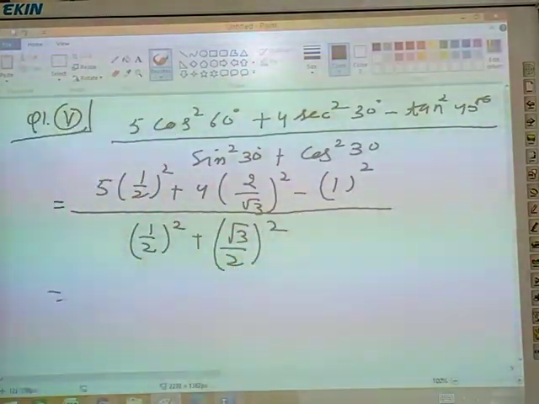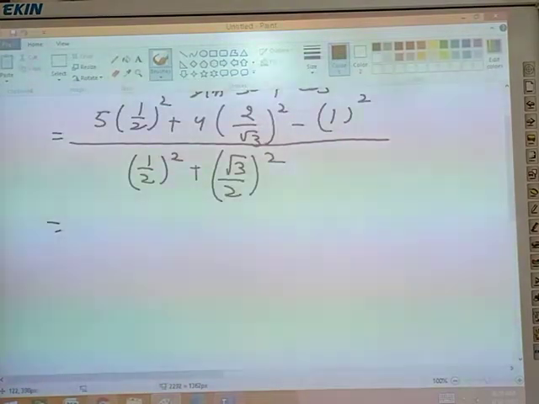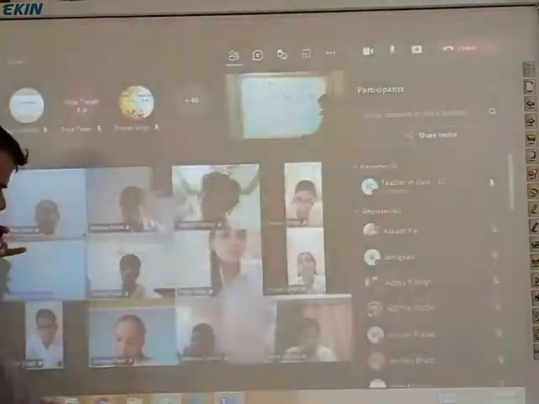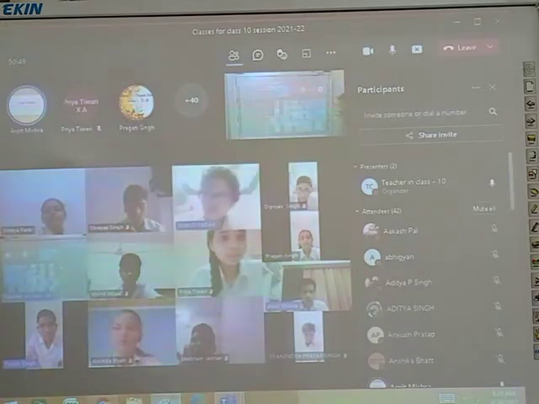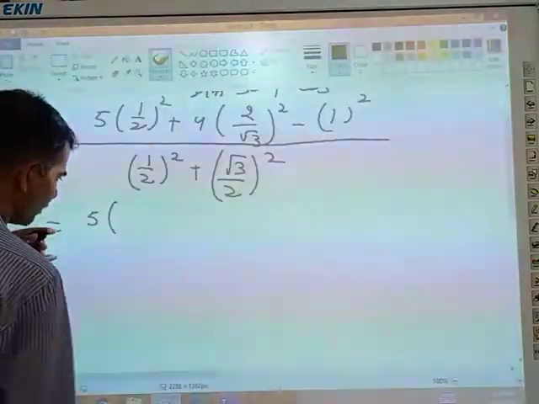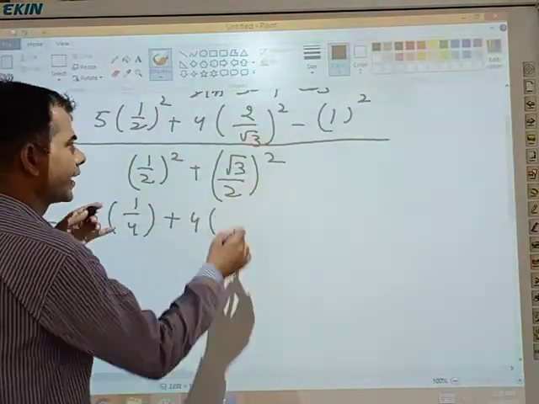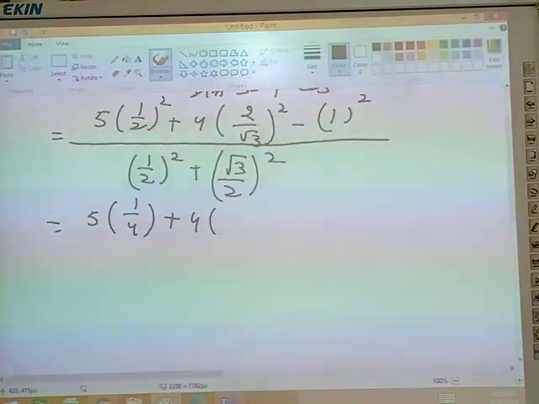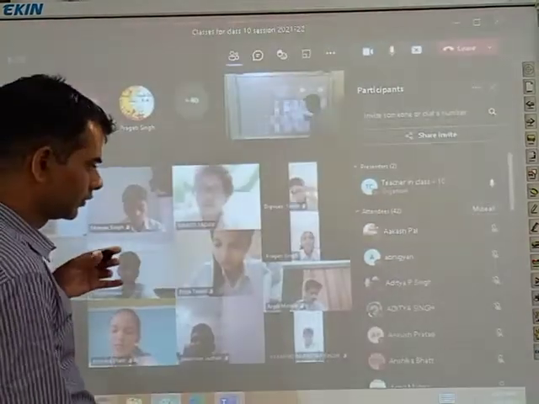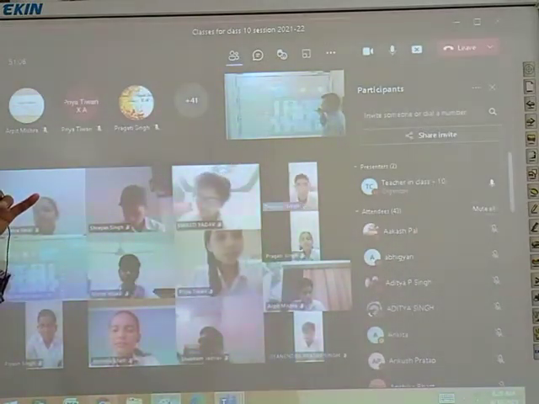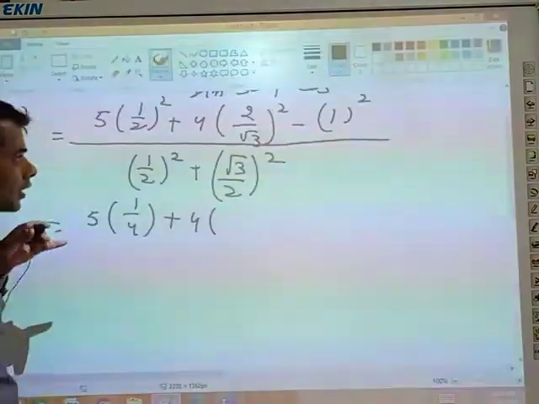Now we have put the values and now we simplify it. Five times the square of 1 by 2, which is 1 by 4. Mohammad Afzal, 1 by 4, very good. Plus 4 times the square of 2 by root 3, which is 4 by 3. Digvijay Singh, yes, 4 by 3.